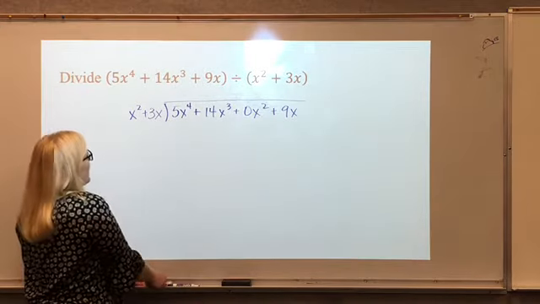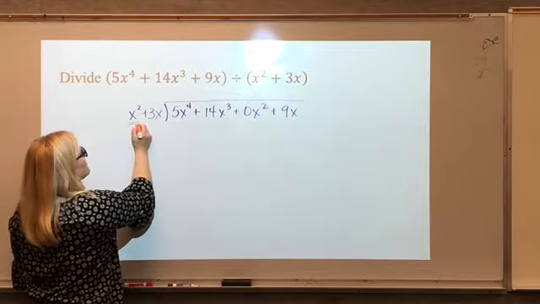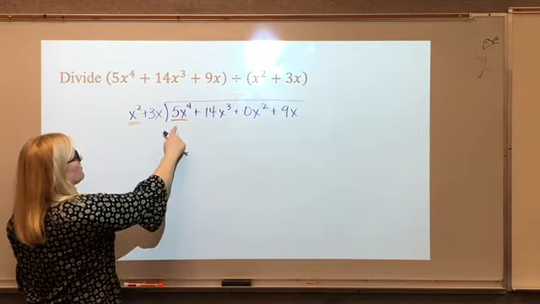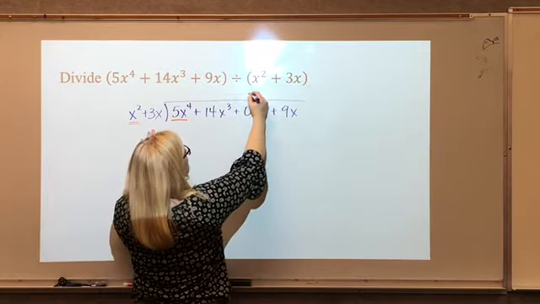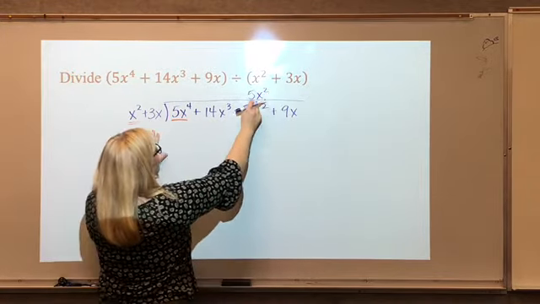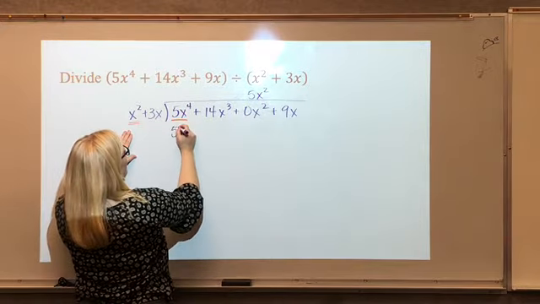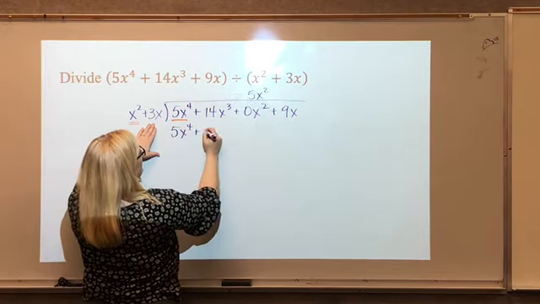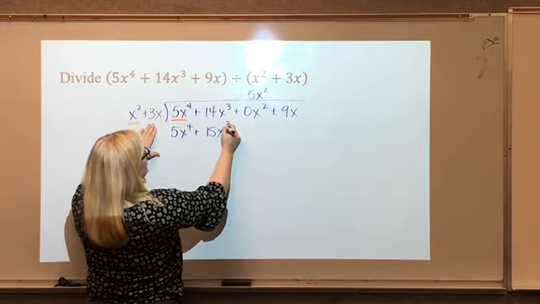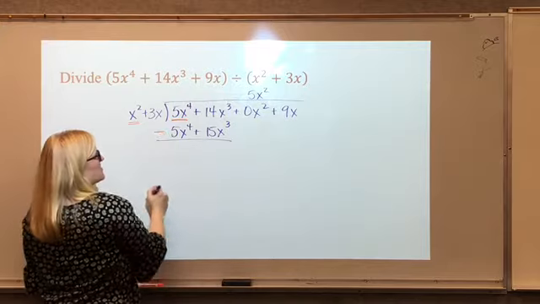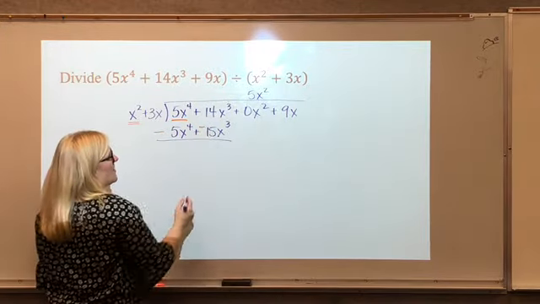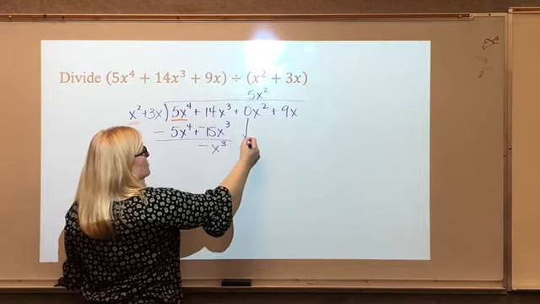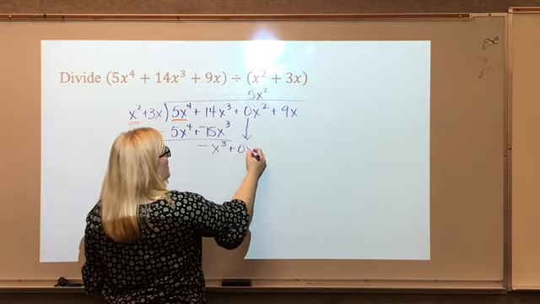Okay, so again, I'm just looking at this one. Let's see, what times x squared gives me 5x to the 4th? Well, it's 5x squared. So 5x squared times x squared is 5x to the 4th. 5x squared times 3x is 15x cubed. Gonna subtract this, so I change this sign. I have negative x cubed. Gonna drop this down, plus 0x squared.